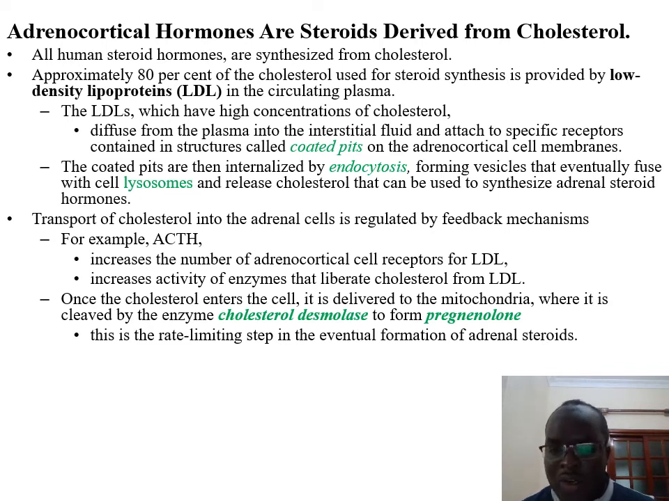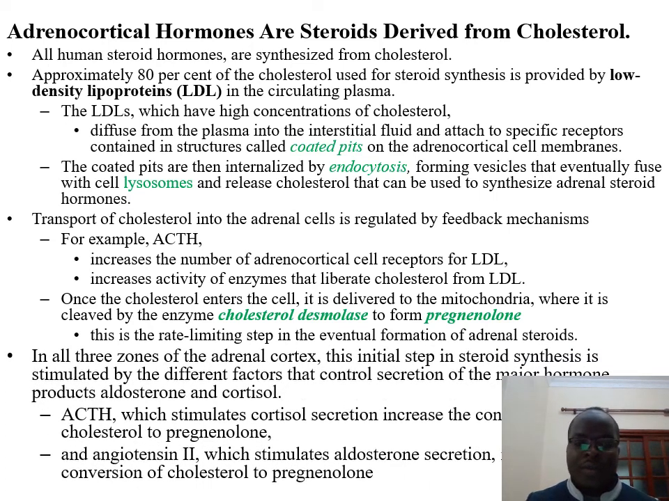The pregnenolone is just a precursor. Overall, it will be converted into the adrenocortical hormones. It could be cortisol, it could be aldosterone, it could be androgens. So this is the rate limiting step in the eventual formation of adrenal steroids. In all three zones of the adrenal cortex, this initial step in steroid synthesis is stimulated by different factors that control secretion of the major hormone products, aldosterone and cortisol.